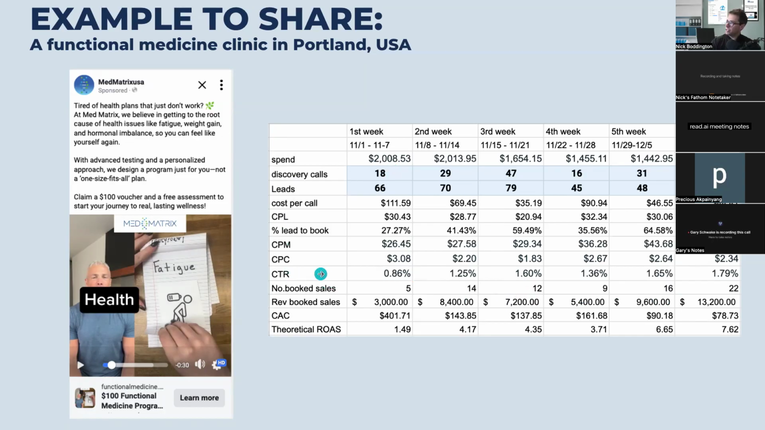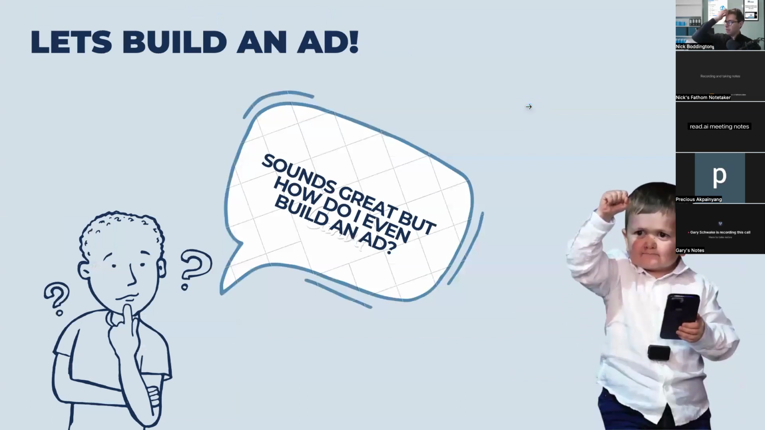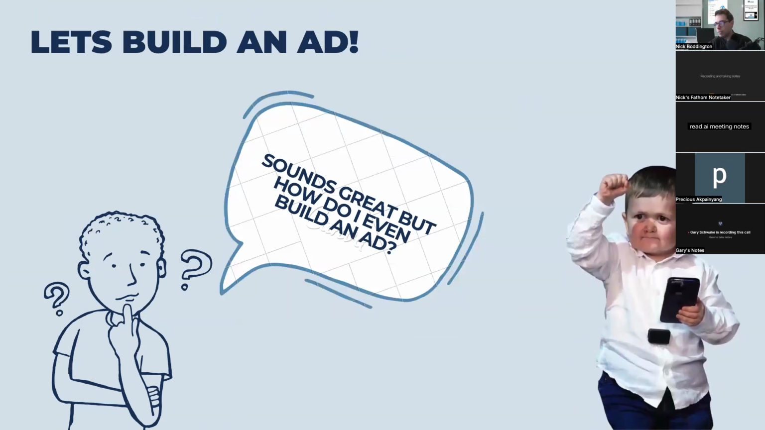You can see the CTR, which is the click-through rate, has gone from 0.86 up to 1.79. Facebook's learning. We're optimizing the ads. We're just doing different things to make this work. And you can see it's completely working brilliantly. So let's get on to the next bit. Let's build an ad. So that's what you're here for. That only took a couple of minutes.